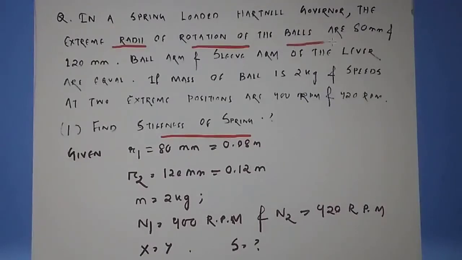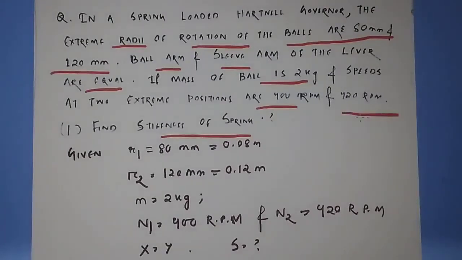The question is: in a spring loaded Hartnell governor, the extreme radii of rotation, that is minimum and maximum, are 80 mm and 120 mm respectively. The ball arm and the sleeve arm of the lever are equal. If the mass of the ball is 2 kg and the speeds at the two extreme positions are 400 rpm and 420 rpm, then find out the stiffness of the spring.